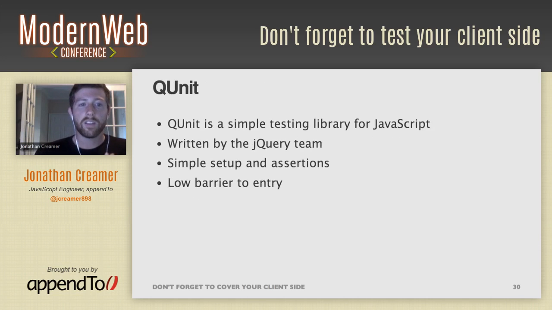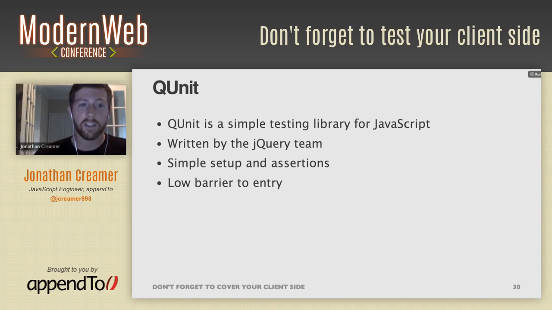So QUnit is the testing library we're going to jump into here for the client side today. It's very simple. It was written by the jQuery guys, which, you know, we love the jQuery guys. They have done a lot of great things for us. It's very simple to set up. The assertions that you use inside your tests are very easy, and there's a very low barrier to entry.